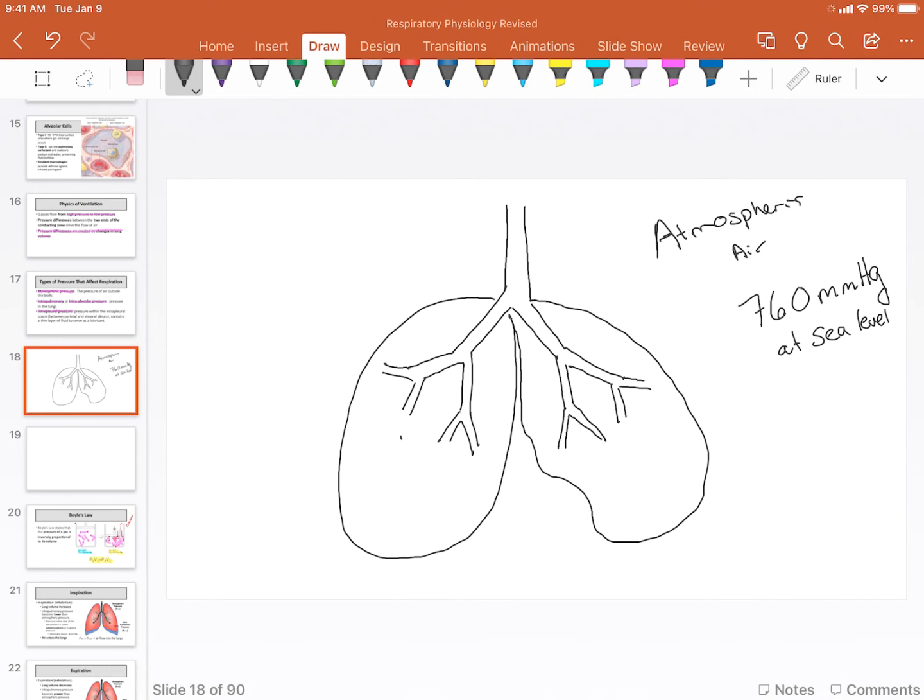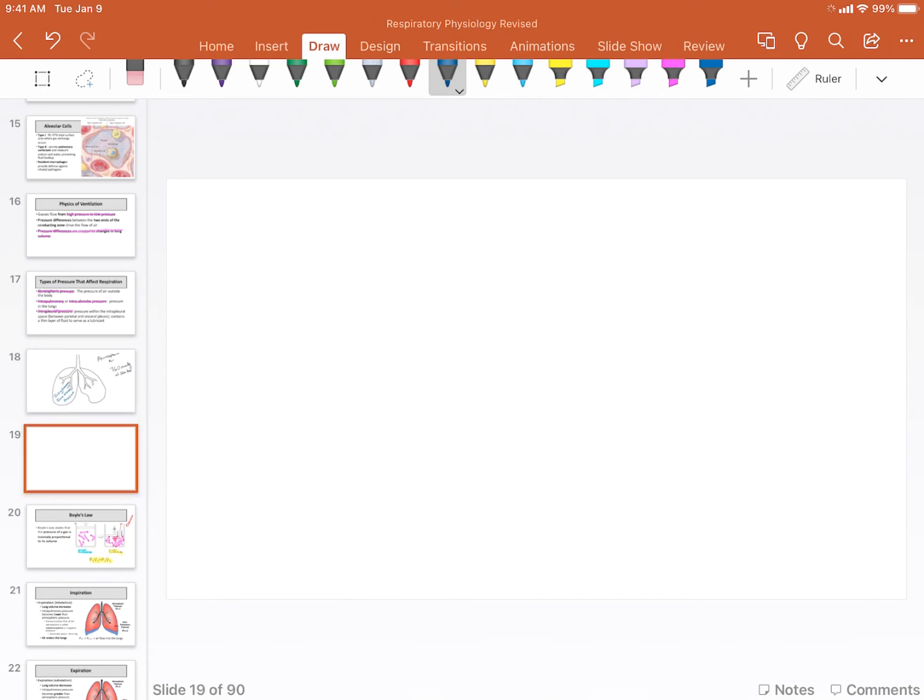The pressure in the lungs, in the alveolar tissue, is my intrapulmonary, or if we want to refer to just the alveolar sacs, my intra-alveolar pressure. Okay. And that's what's present in the lungs. Now, the intrapleural pressure requires understanding something a little bit more.